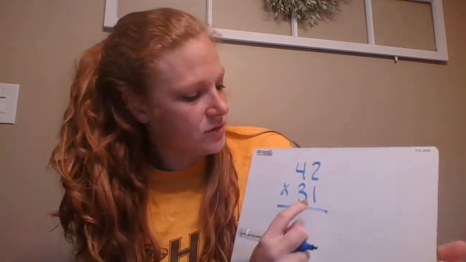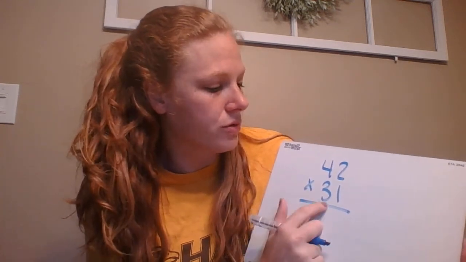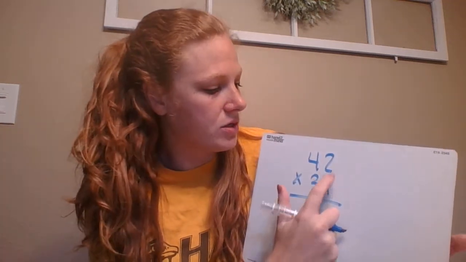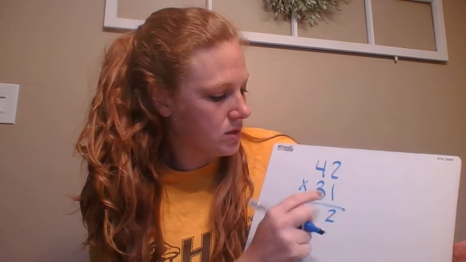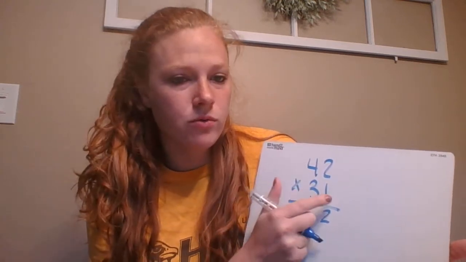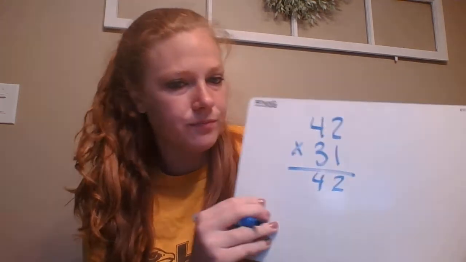All right, we're going to move on to some division, or not division, multiplication. So we're going to do 42 times 31, which is 42 por 31. First we're going to do 1 times 2, 1 por 2, which is 2 or 2. Then we do 1 times 4, 1 por 4, which is 4, 4.